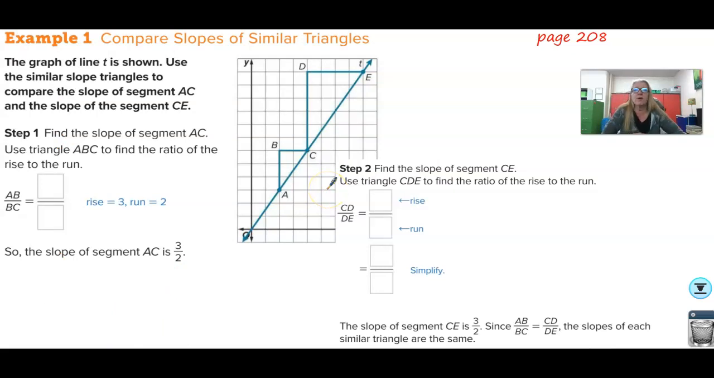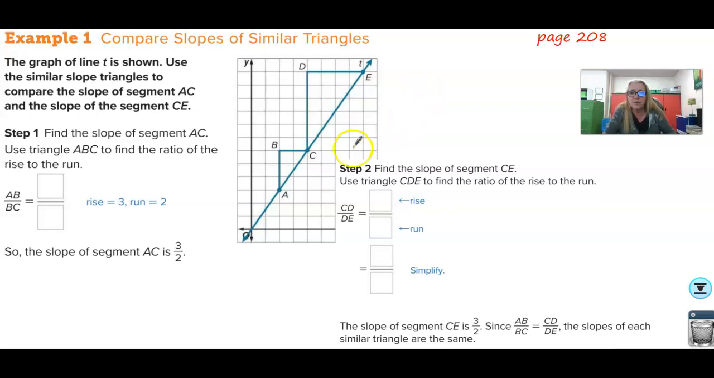Okay, example 1. Compare slopes of similar triangles. The graph of line T is shown. Use the similar slope triangles to compare the slope of segment AC and the slope of segment CE. Find the slope of segment AC. Use triangle ABC to find the ratio of the rise to the run.